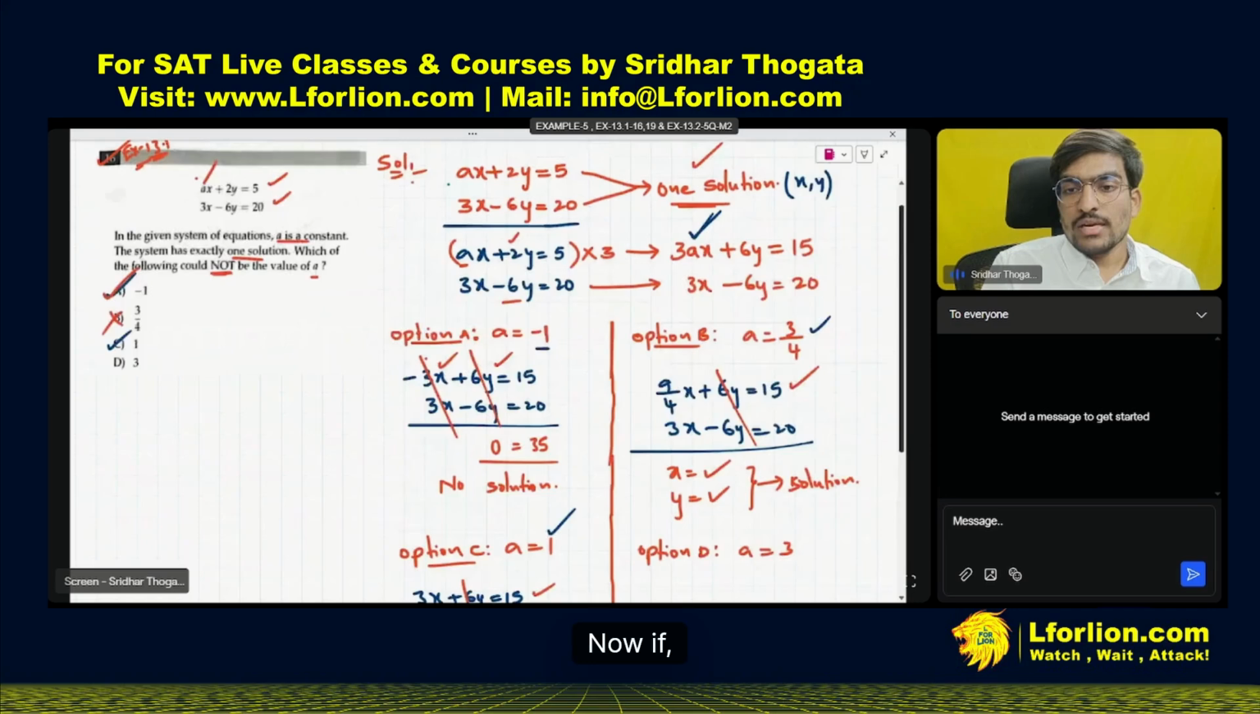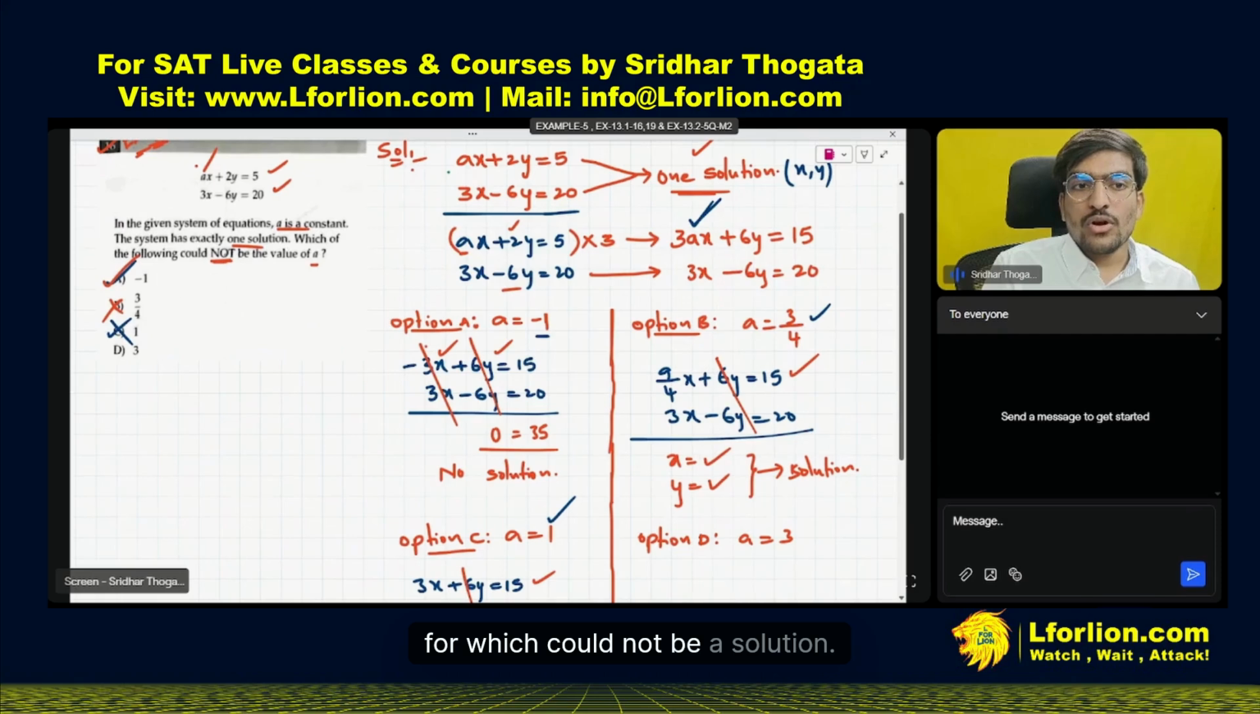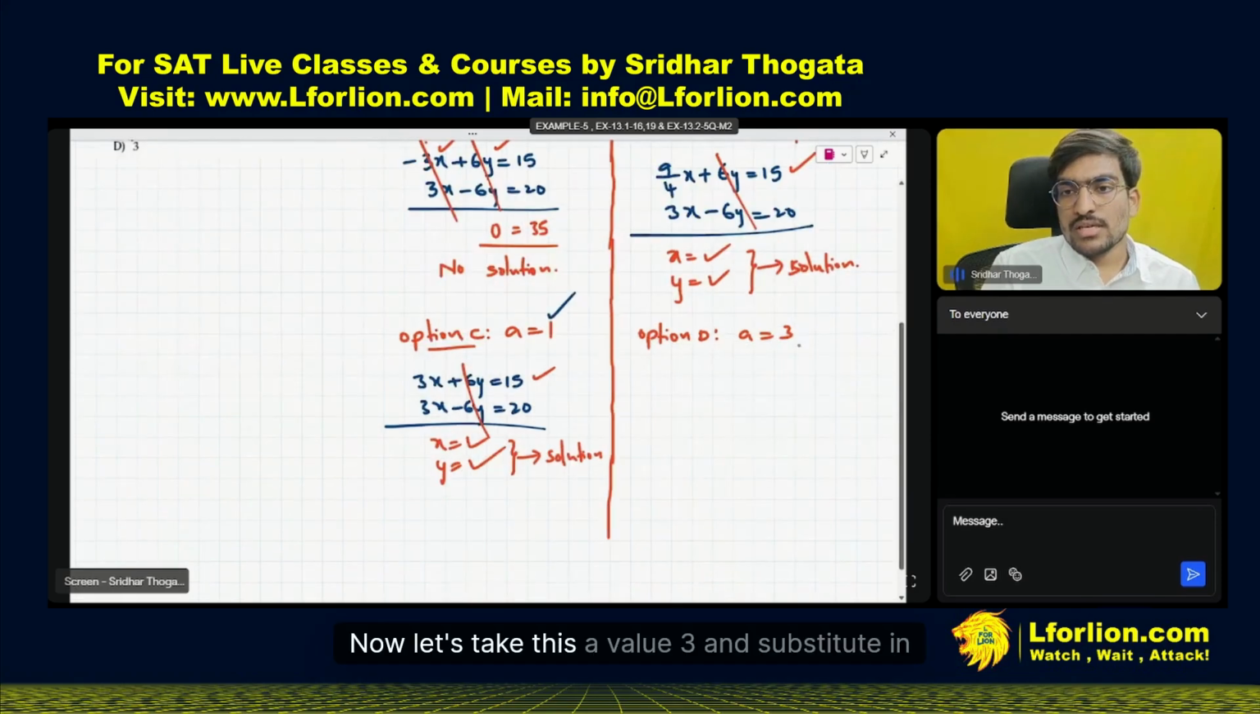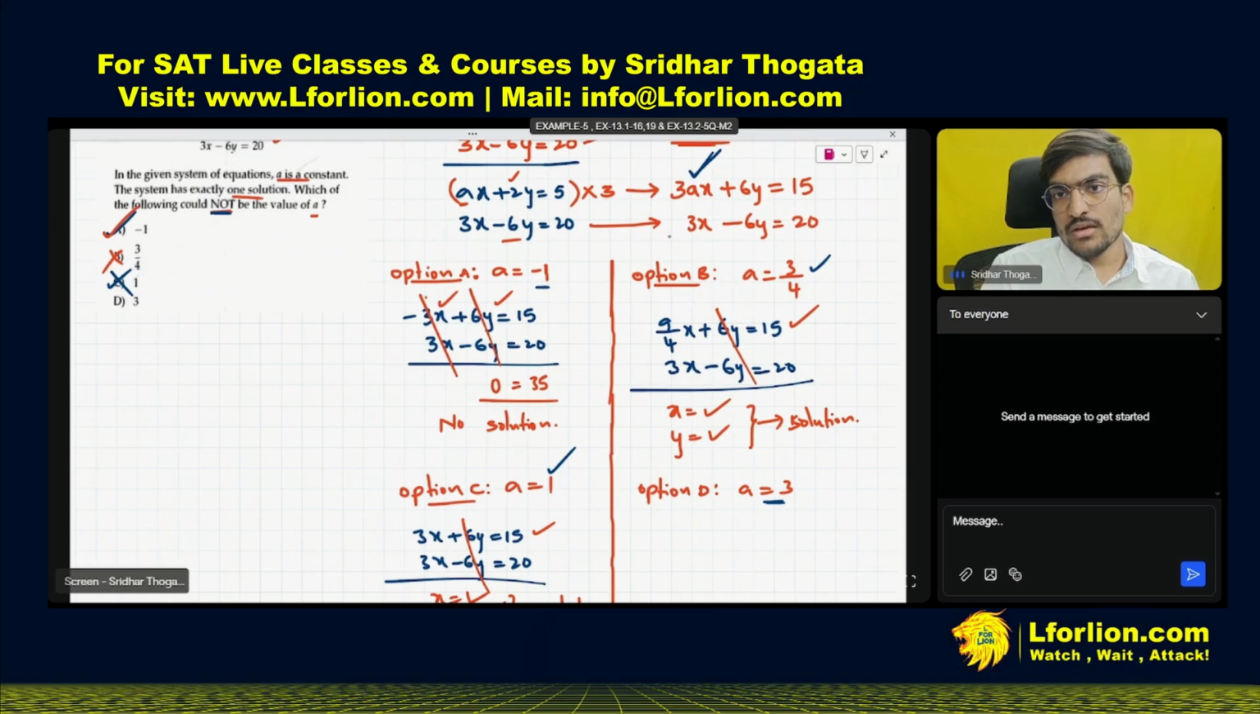Now if there is a solution, then option C is incorrect, because we are looking for which could not be a solution. Now let's take this A value 3 and substitute in place of A. So we are going to get 3 into 3, which is 9x, plus 6y, that equals 15.